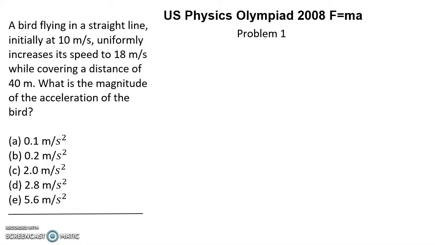Hello everybody. Today we will discuss problems from the first tour of the US Olympiad, year 2008, F=MA. There are, as usual, 25 problems for which you will get 75 minutes, and you need to solve as many problems as possible.